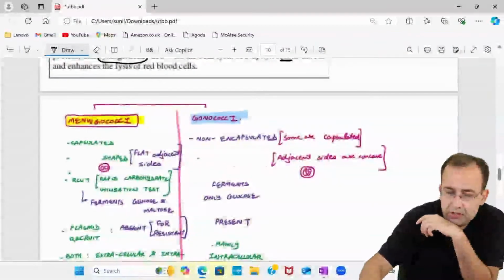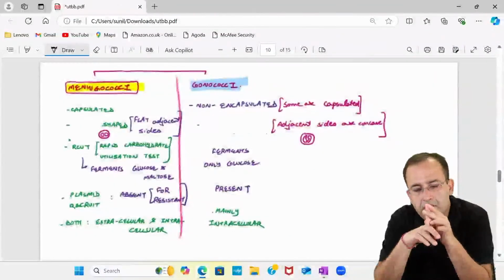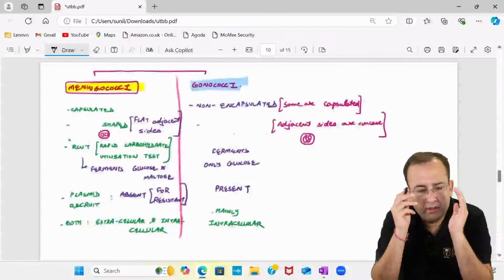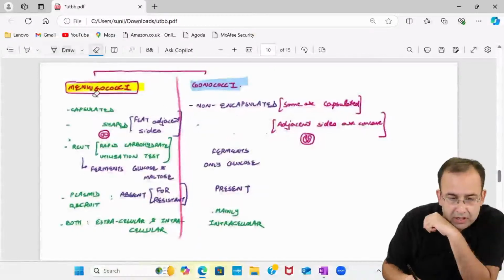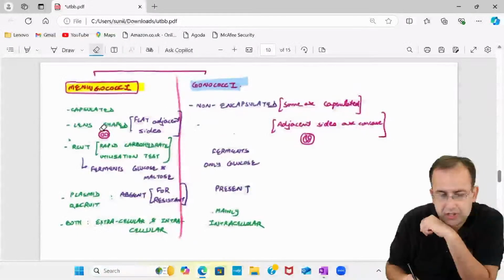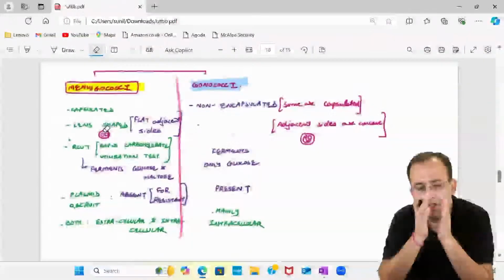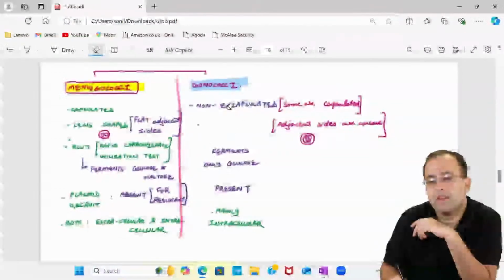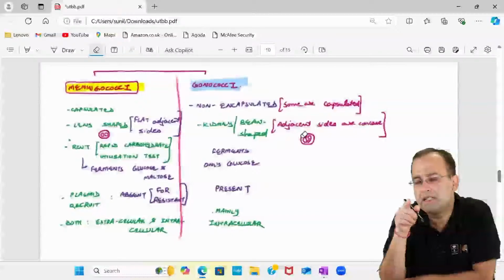Next point. This gets us to gram negative cocci. We're done with gram positive. In gram negative, there are two main cocci: meningococci and gonococci. Meningococci are lens shaped. We see flat sides which are adjacent. Versus gonococci, which are kidney or bean shaped. The adjacent sides are like those of a kidney.